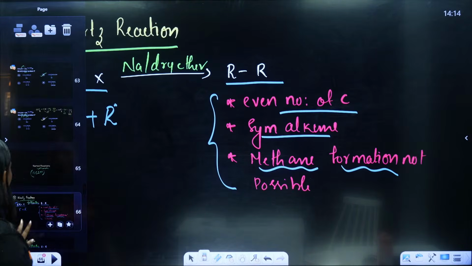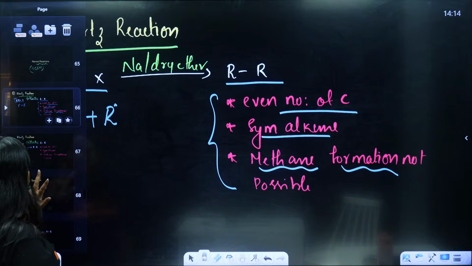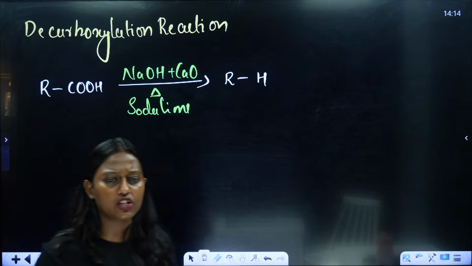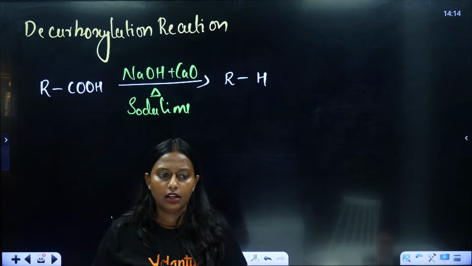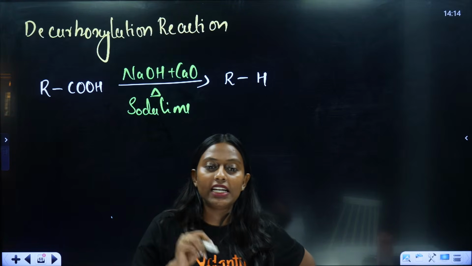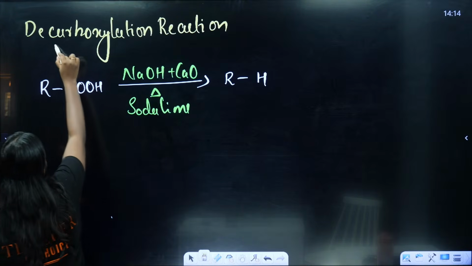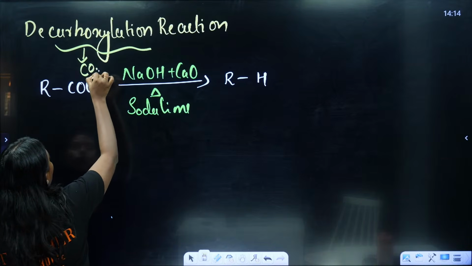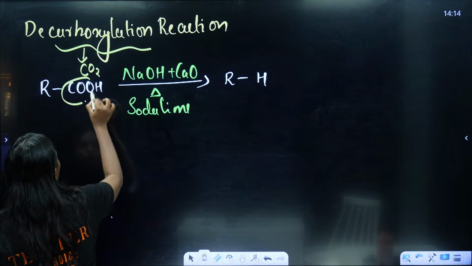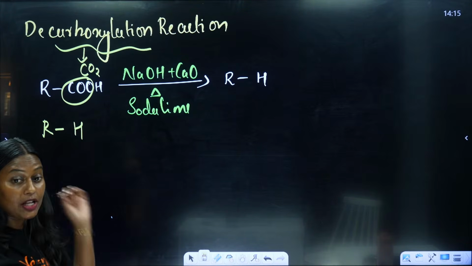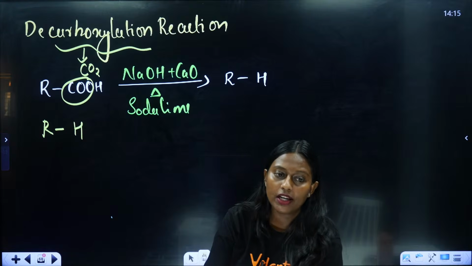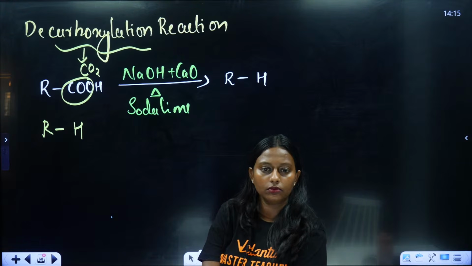I have written all these points. Next is decarboxylation. What is decarboxylation reaction? Tell me, guys. Listen carefully: decarboxylation means removal of CO2. Here it is CO2, so CO2 will go and you will get RH. In the presence of the reagent, it is very important. It is CO2, not COOH. Okay, clear?